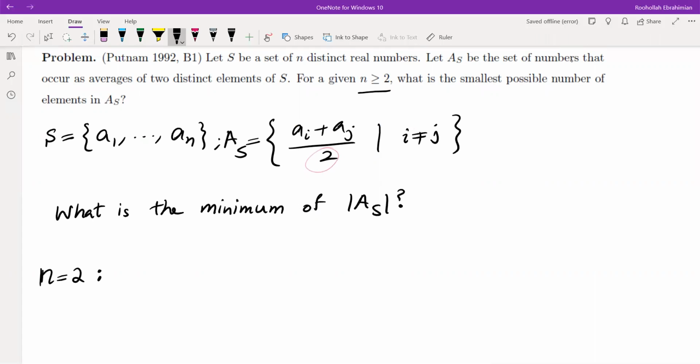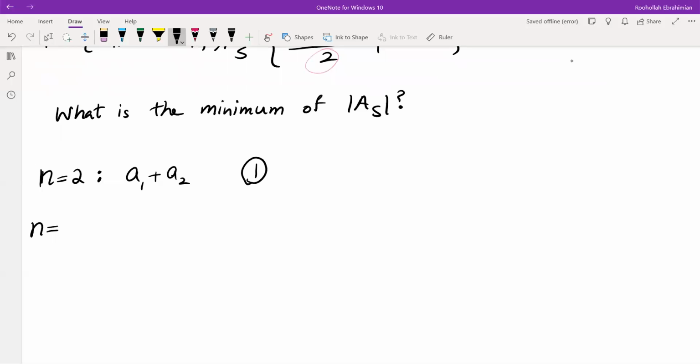So as usual, I'll start from some examples. If n is equal to 2, then I have two numbers and their sum is going to be 1. So the answer here would be, the sum would be there's just one sum here. So the answer is 1. If I have three numbers, A1, I'm going to put them in order because that helps me understand how many elements I have.